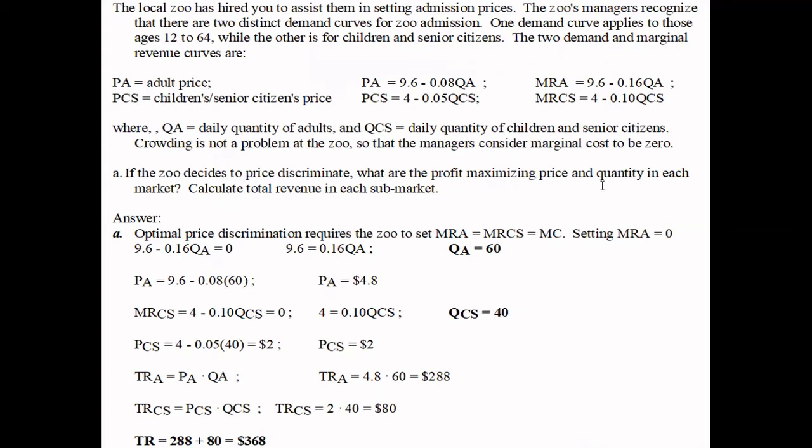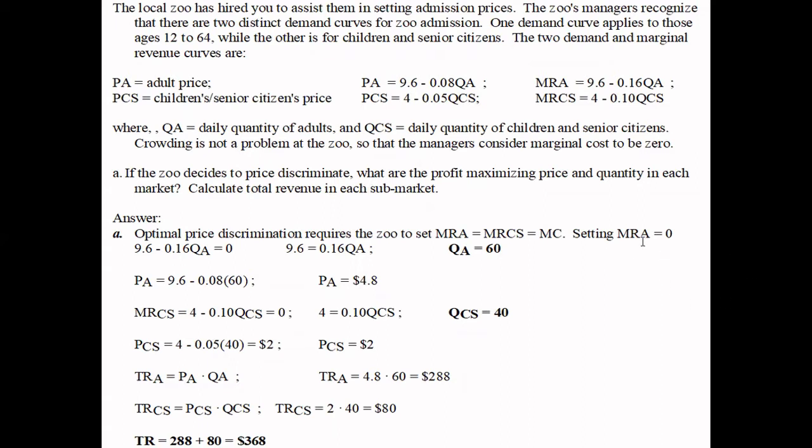The question here is: if the zoo decides to price discriminate, what are the profit-maximizing price and quantity in each market? Why are they going to discriminate? Because they are setting one price for the adults and another price for the senior citizens or the children. So what is the condition for optimal price discrimination? Marginal revenue equals marginal cost. This condition is very important: marginal revenue equals marginal cost.